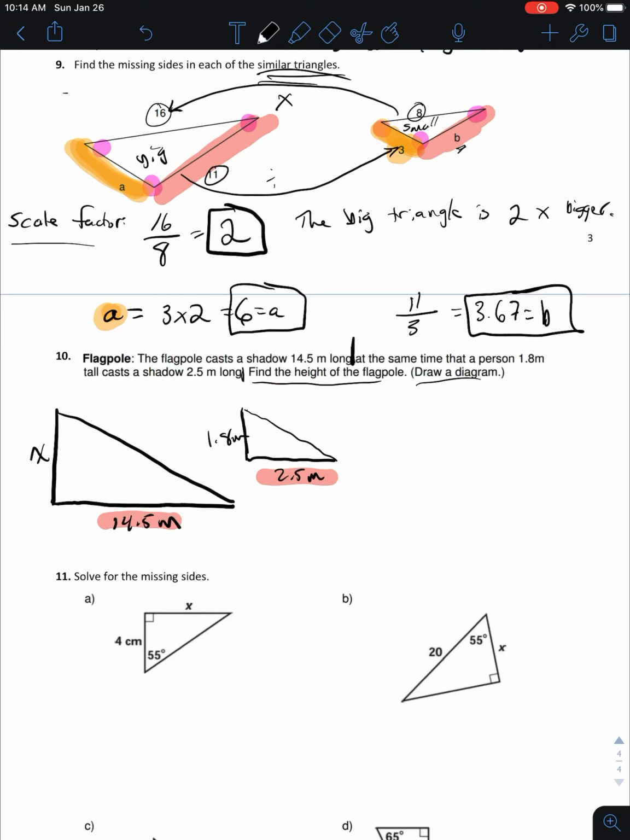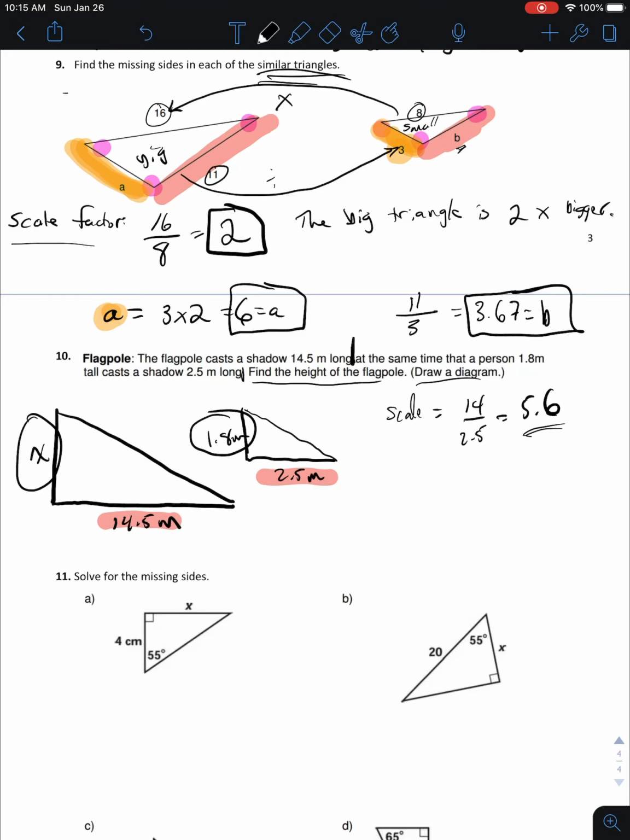I'm going to have to multiply to get x, but to figure out the scale factor, well, okay, let's do 14.5 divided by 2.5. That's going to be the scale factor, right? What is 14.5 divided by 2.5? That'll tell us what we have to multiply by. 5.8, right?